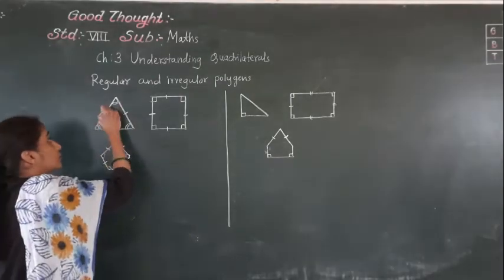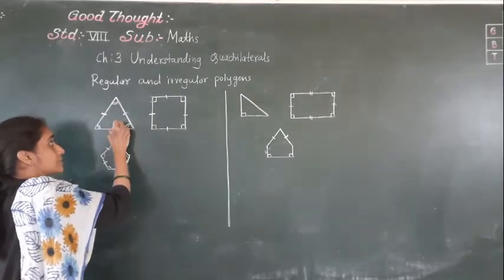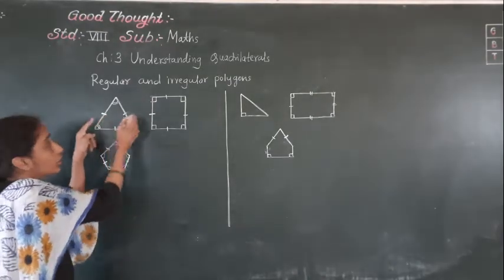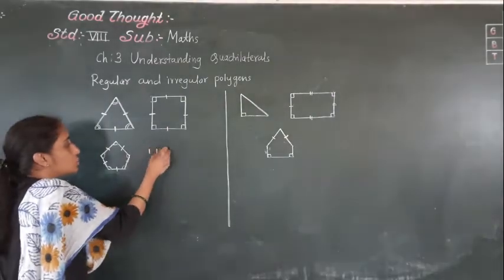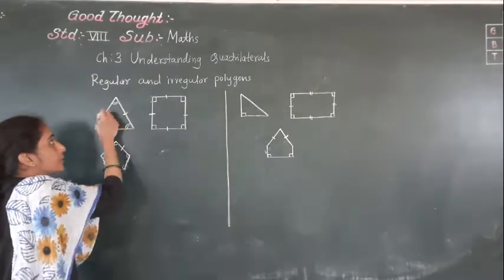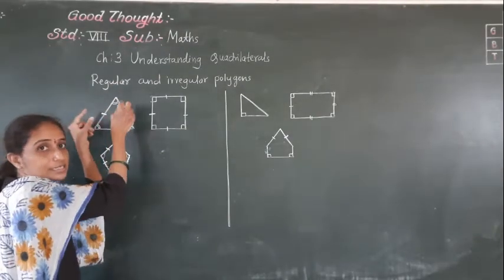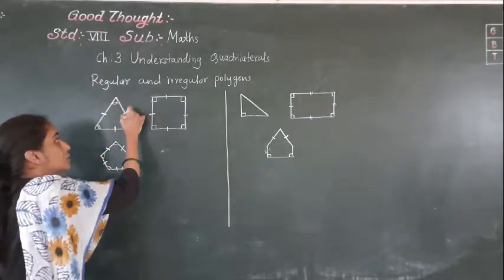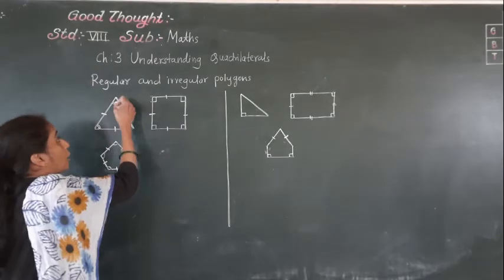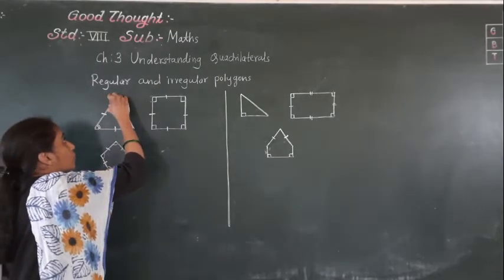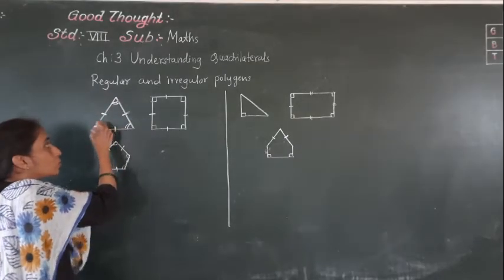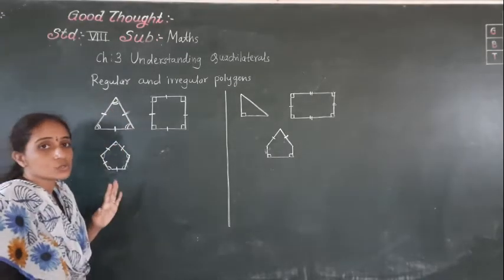Now, see, these symbols are given. This one line means these three sides are the same. It shows they are equal. If it is shown by two lines for all the sides, it shows that all three sides are equal. If it is shown with a single line, this side and this side are equal. Now, this type of curve is shown in the same way with two curves. So, these angles are also equal.